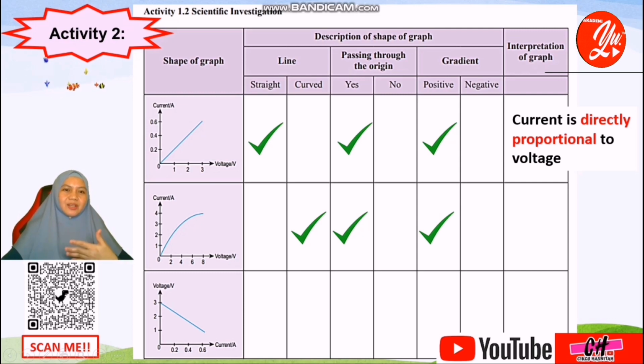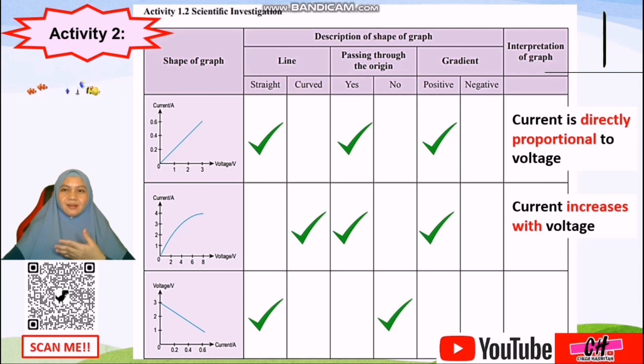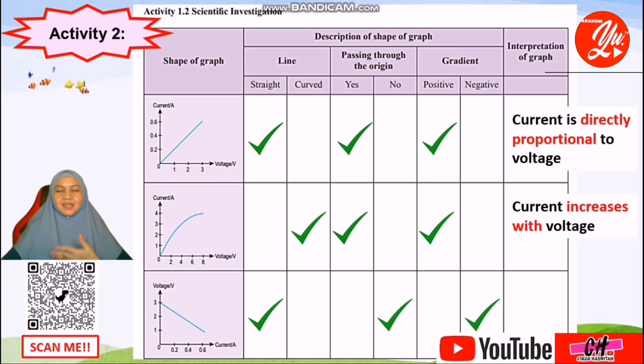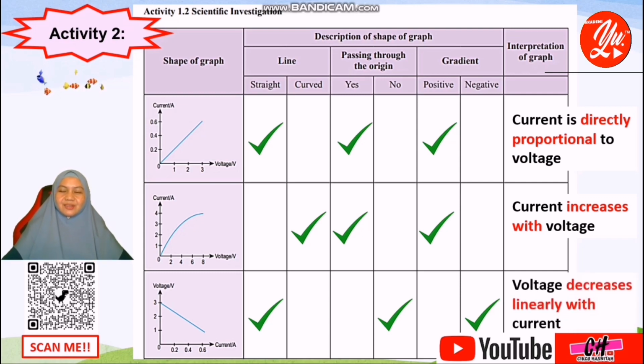So how do we say how the current relates to the voltage? Here we can say, remember? Okay, we can write that current increases with voltage. Okay, number 3. Now it is a straight line, sliding down, going down. So we tick the straight line. Does it pass through the origin? No, it doesn't. Gradient? Yes, the gradient is negative. So what can we say about the voltage and current? Very good. So the voltage decreases linearly with current.